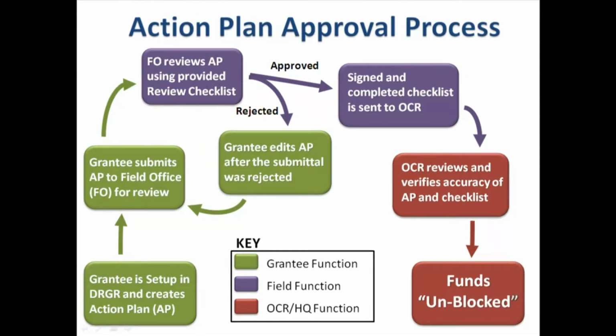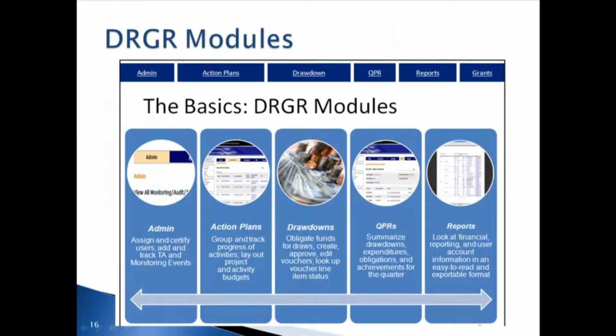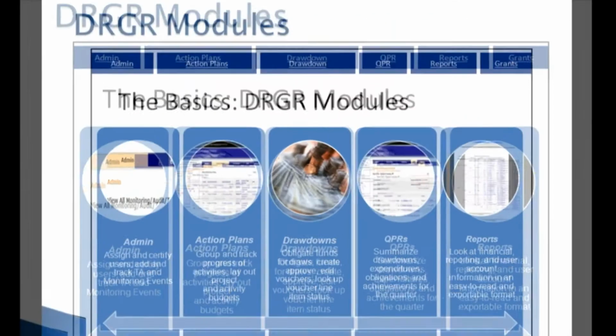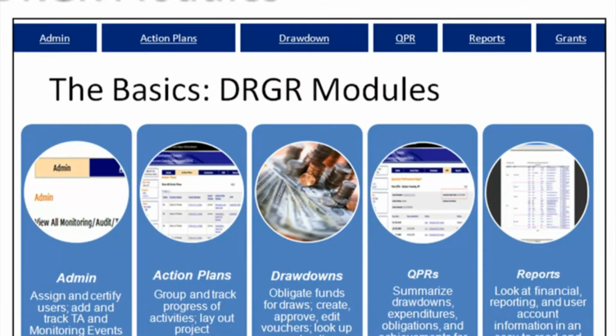DRGR consists of 5 basic modules. The admin module allows for the certification of users and provides a means to track TA and monitoring events. The action plan module is where grantees lay out their projects, activities, and budgets. This is essentially the module where progress can be recorded and tracked. The drawdown module is used to obligate funds as well as create, approve, and edit vouchers. The QPR module is used to track grantee progress and expenditures.